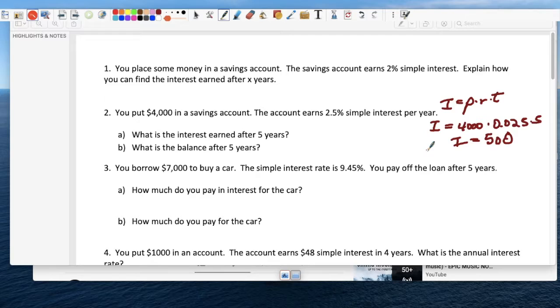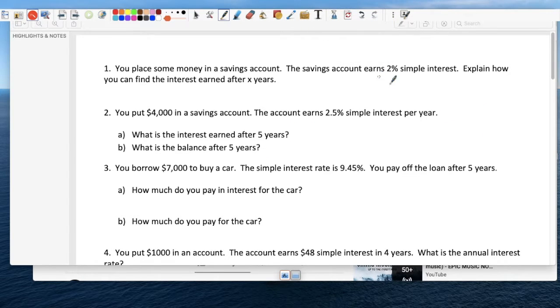What is the balance after 5 years? So A, the amount of interest you earned, is $500. B, the balance in your bank account would be the 4,000 that you initially put in plus the 500. So when you check the balance to see how much money you actually have in your bank account, you would have 4,500.